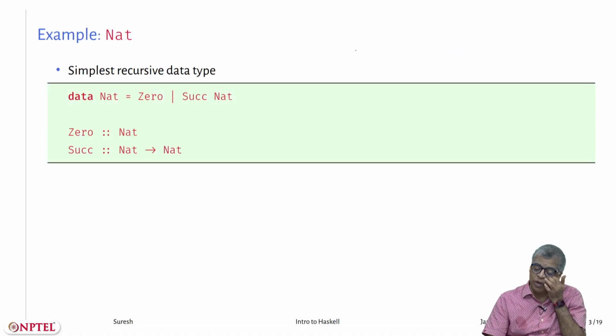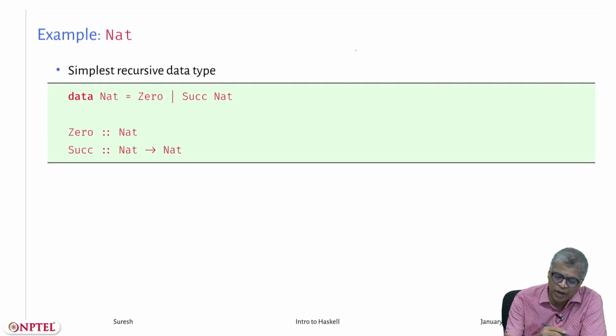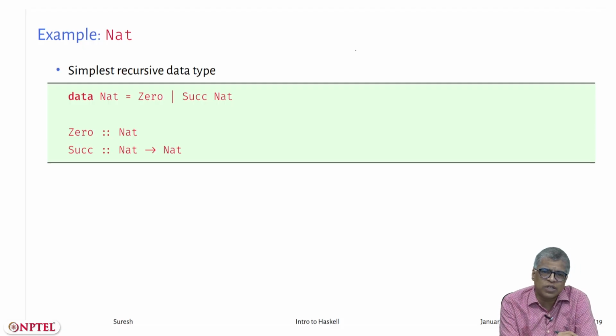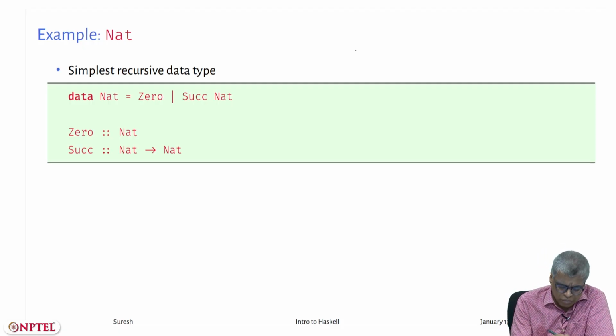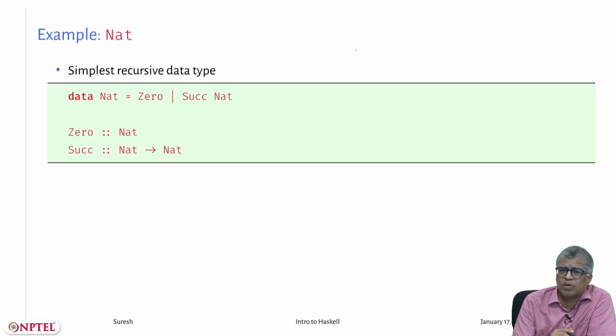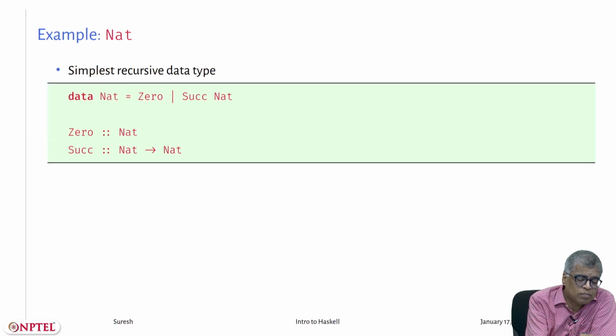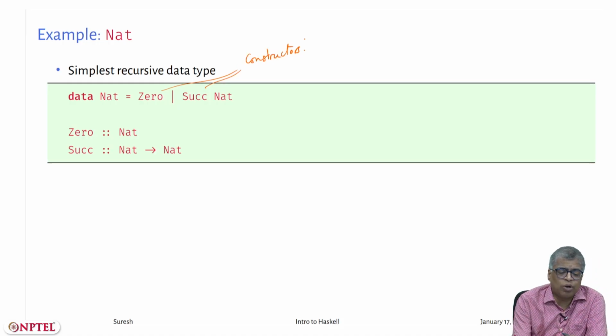Here is the simplest example of a recursive data type. Let's say we are defining natural numbers. Haskell by default offers integers, but we can define natural numbers. A natural number is either 0 or the successor of another natural number. That's it. So you have two constructors: 0 has type Nat, and Successor has type Nat -> Nat.